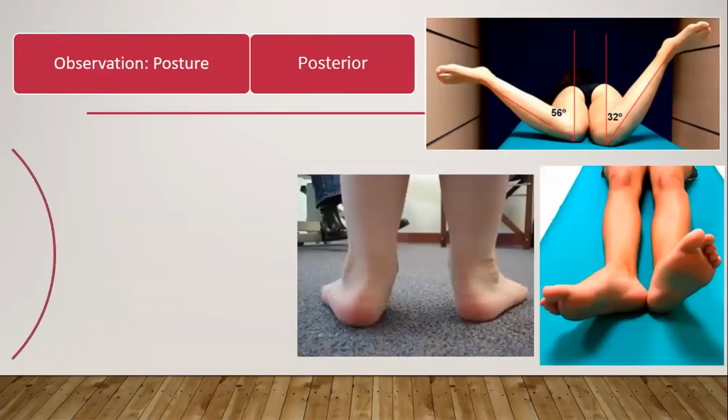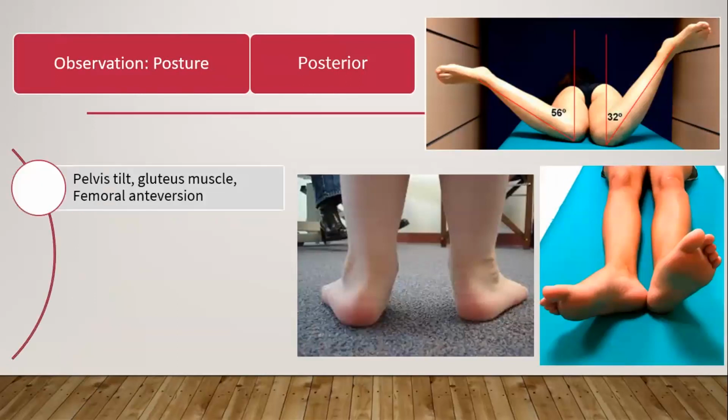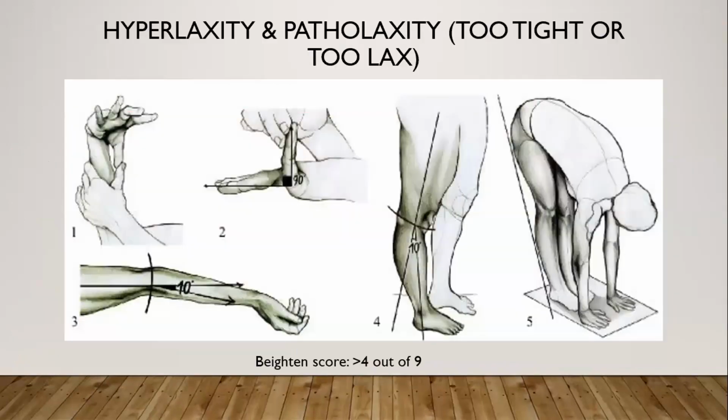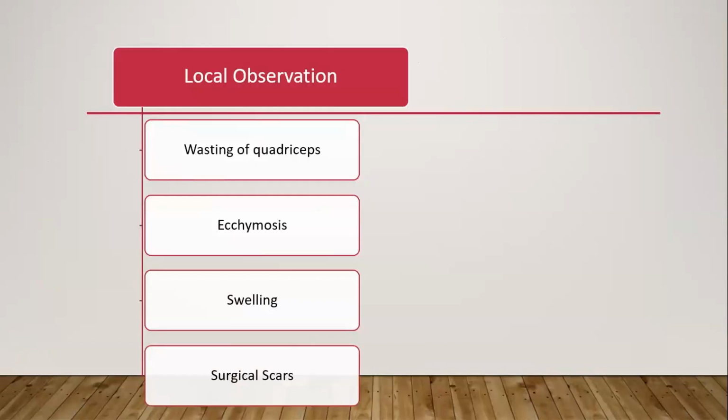Looking from posterior, we should look for pelvic tilt, gluteal muscle contour, femoral anteversion, foot abnormality, and gastrocnemius muscle bulk to be visualized. And also genu valgus can be seen from the posterior aspect. We have to look for any hyperlaxity or patholaxity. Beighton score to be calculated. More than 4 out of 9 is considered hyperlax. On local observation, we have to look for wasting of the quadriceps, ecchymosis, swelling, or previous surgical scars.